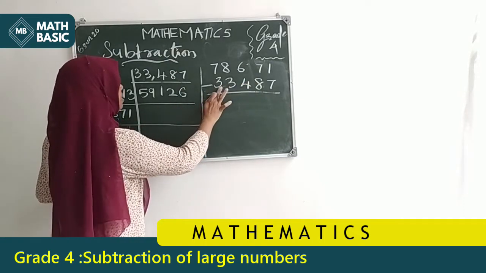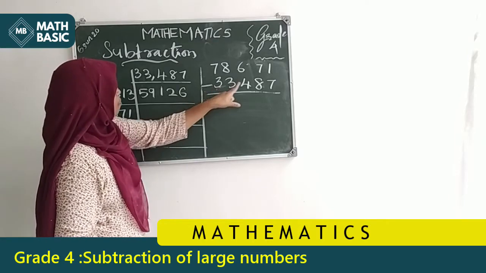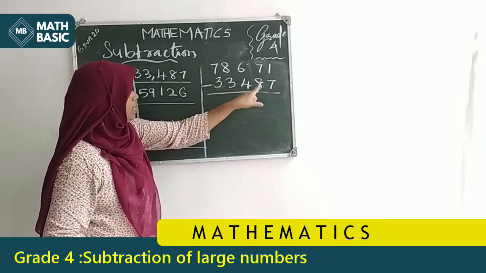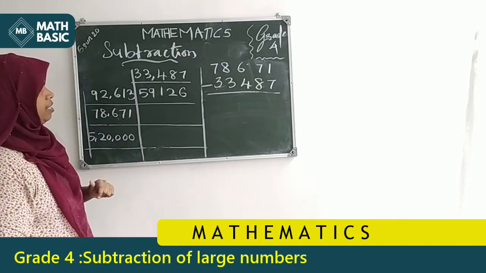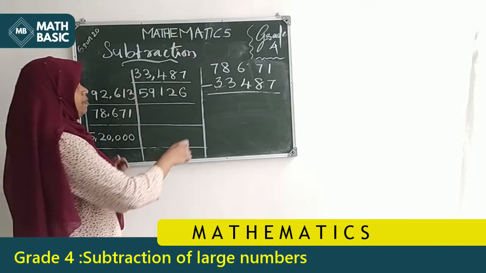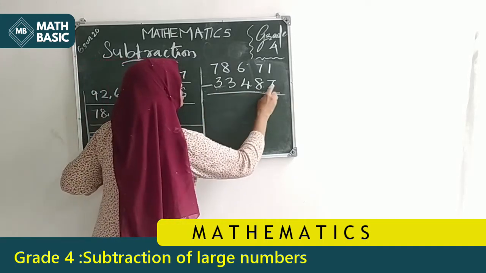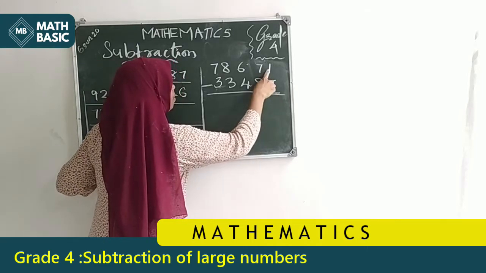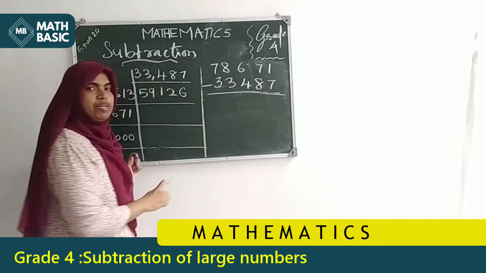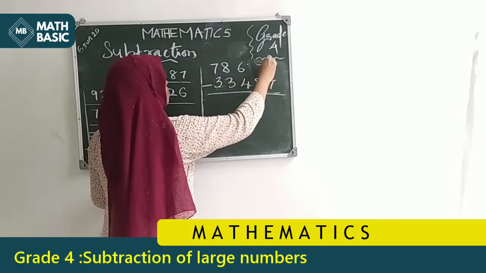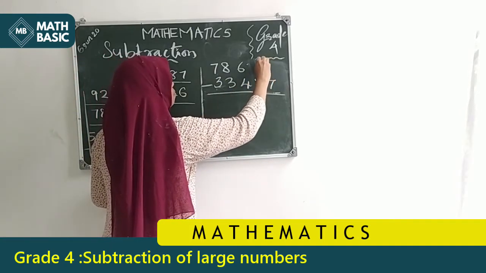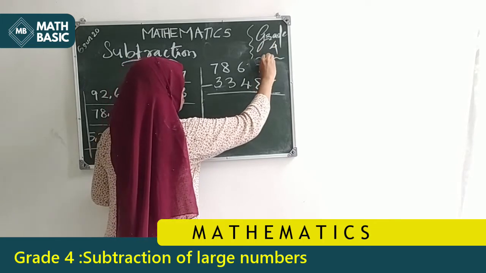Just think, 33,487 is the smaller number. 78,671 is the bigger number. Then it is easy to subtract. But here the ones place numbers are 7 and 1. Subtracting 7 from 1, how can we do? Okay, it is impossible. So borrow 1 from the tens place number.